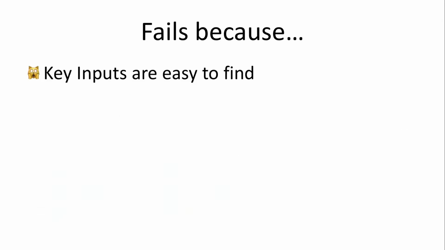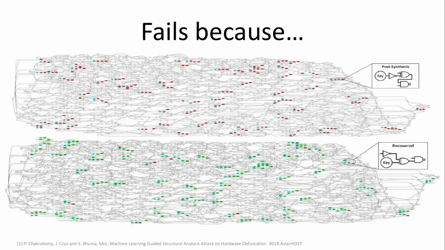Let's have a look at why it does fail. The first thing is that these key gates are pretty easy to find. There's actually a nice paper which says, look, these are the key gates that we put in here. First things first, they're usually XNOR gates or XOR gates. Let's look at all the XOR gates. These are pretty easy to find.